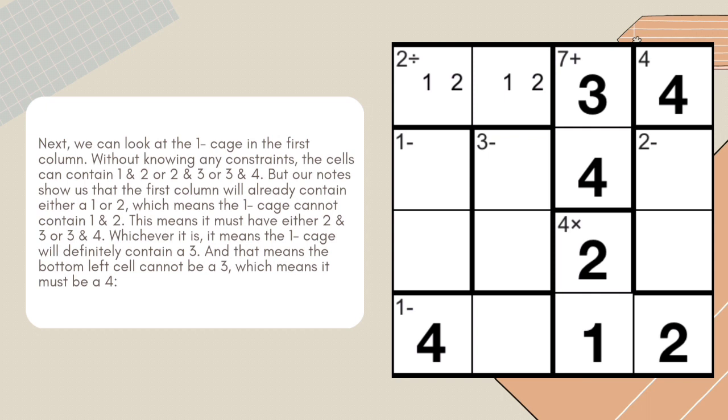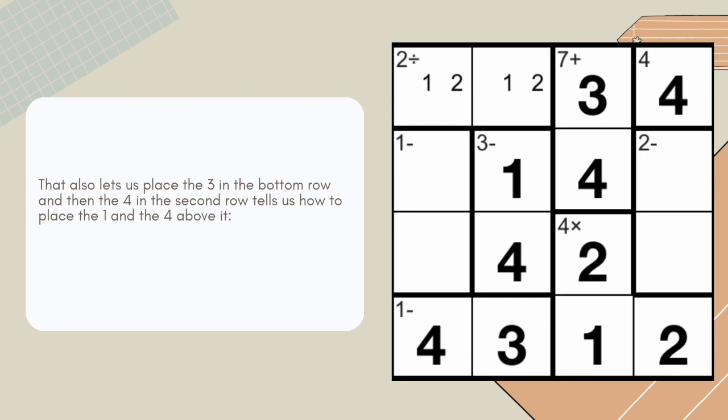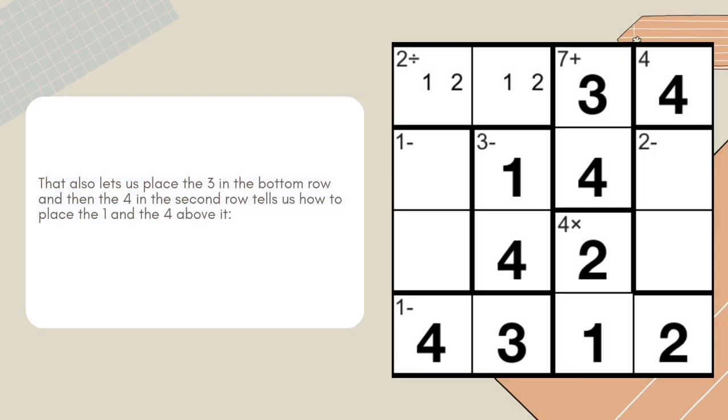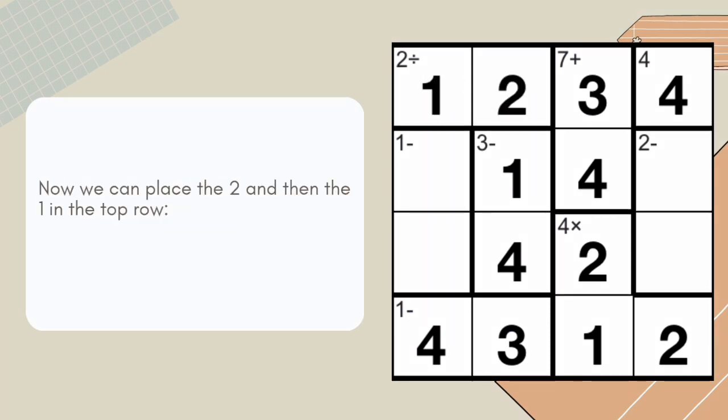Whichever it is, it means that the 1 minus cage will definitely contain a 3, and that means that the bottom left cell cannot be a 3, which means it must be a 4. That also lets us place the 3 in the bottom row, and then the 4 in the second row tells us how to place the 1 and the 4 above it. Now we can place the 2 and then the 1 in the top row.